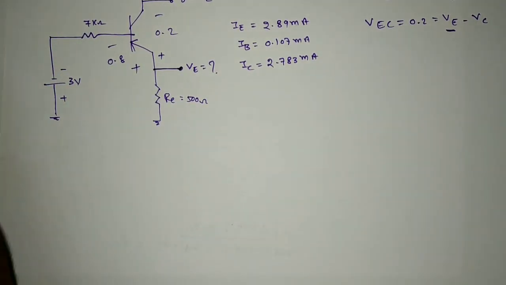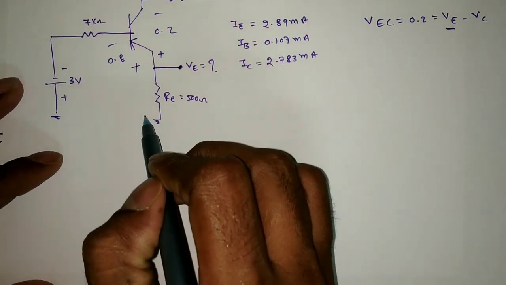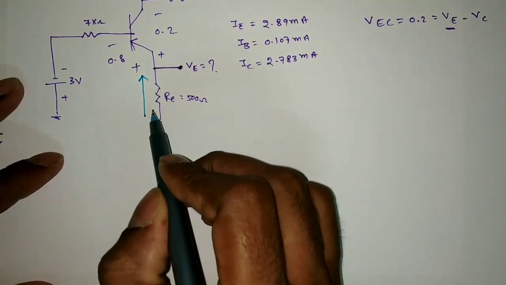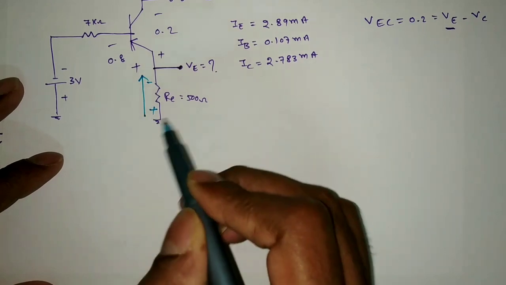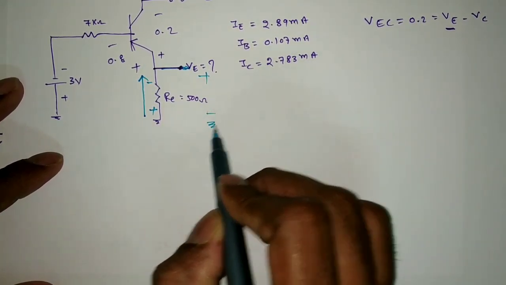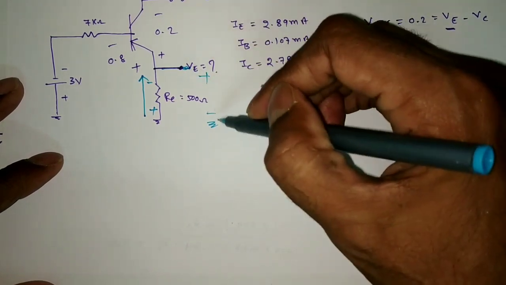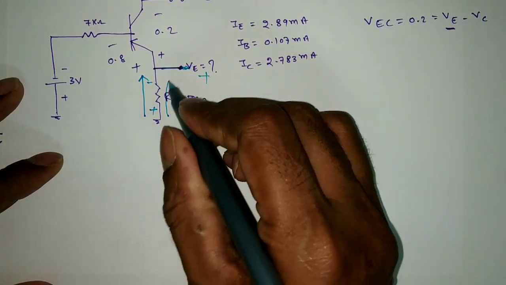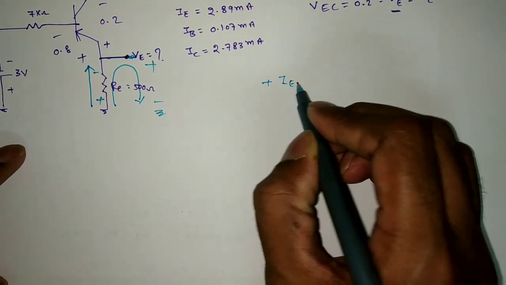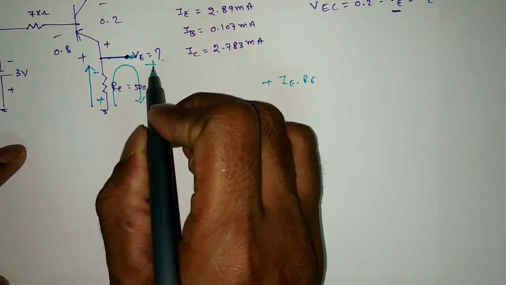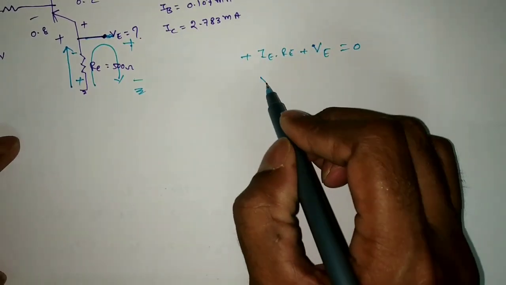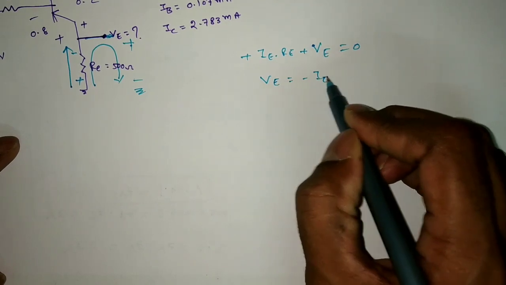This is the emitter terminal, so emitter voltage. But see the current direction. Current direction is going something like this. So what is the polarity across the resistance? It is plus minus. I always measure between reference terminals, so simply write KVL. Plus IE into RE, and it is touching with plus, so plus VE is equal to 0. So what is VE? Minus IE into RE.